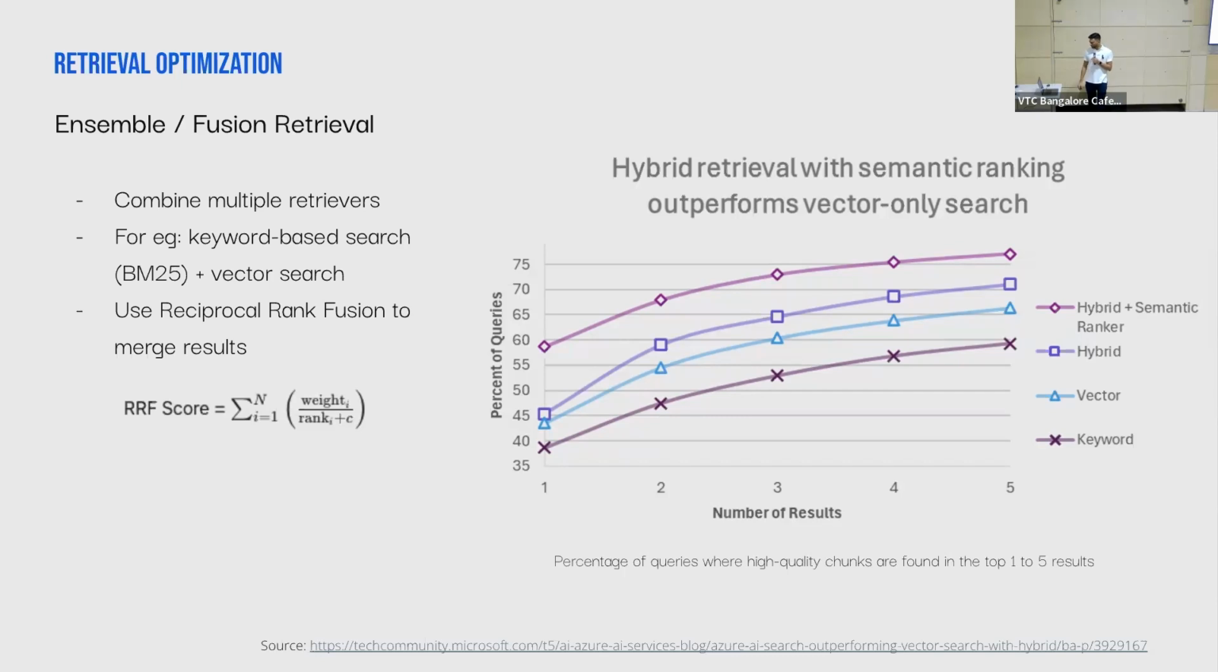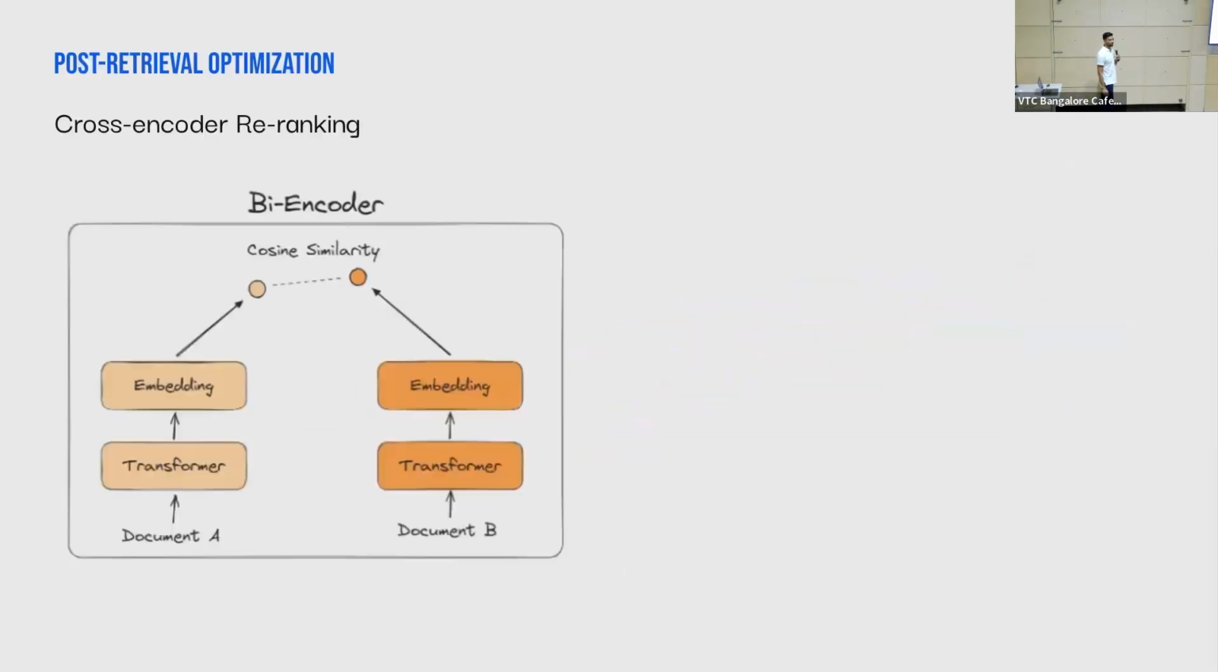So in this case, if you see, clearly the percentage of queries where you had at least some high quality chunks within the top 5 results had a huge boost when you did hybrid retrieval. And especially if you combine a re-ranker on that, that just takes your game to the next level, right? So speaking of re-ranking, let's talk about what re-ranking is. So we're going to talk about a specific technique called cross-encoder re-ranker.